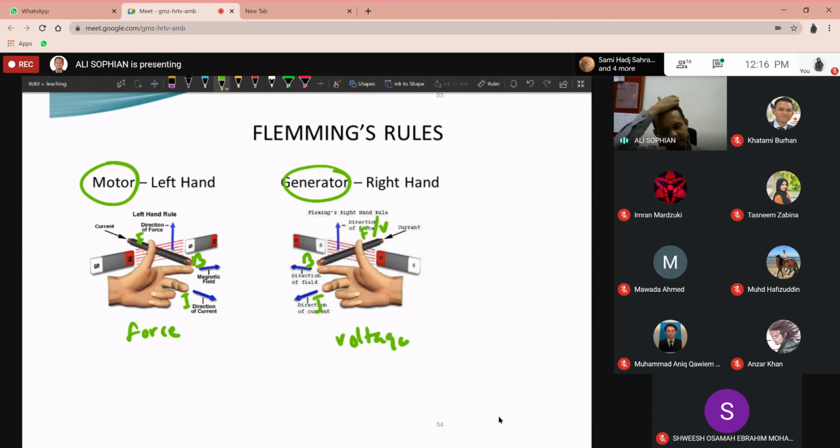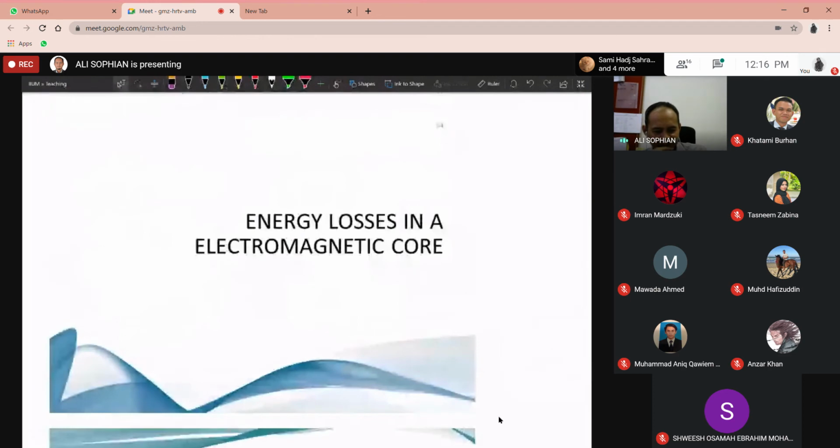Any question up to here? This title is slightly wrong. This is supposed to be energy losses in a ferromagnetic core, not electromagnetic core.